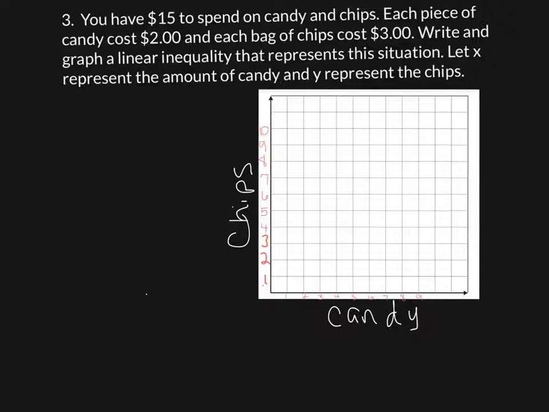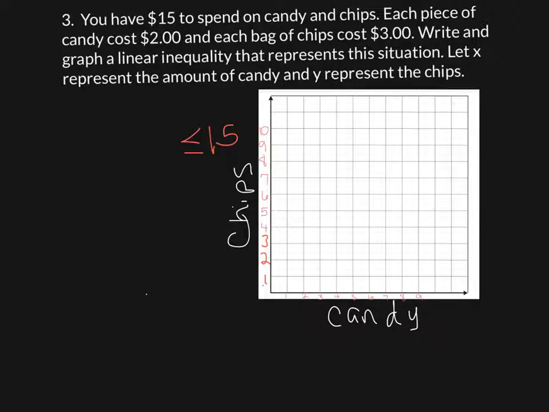So you have $15 to spend on candy and chips. Each piece of candy costs $2 and each bag of chips costs $3. Write and graph a linear inequality that represents the situation. Let x represent the amount of candy and y represent the chips. Okay, so we have up to $15 to spend. So we know that 15 is the max amount of money we can spend. We can spend less than that.